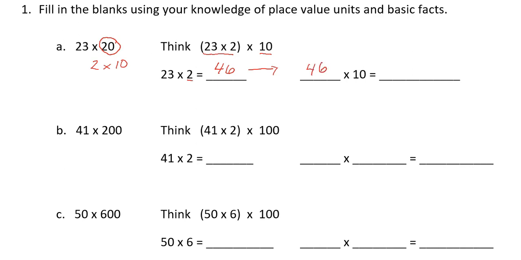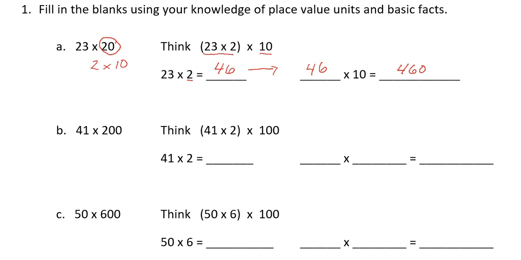So if I take 46 times 10, that tells me 46 is going to become 10 times larger. And we saw in Module 1 that when we multiply a number times 10, all of our digits shift one place to the left. So 46 times 10 is 460. That tells me that 23 times 20 is 460.